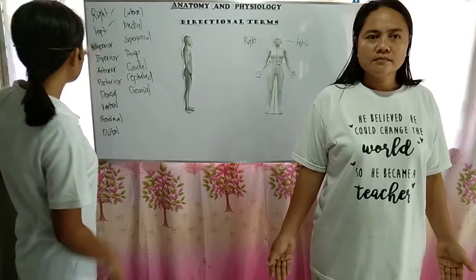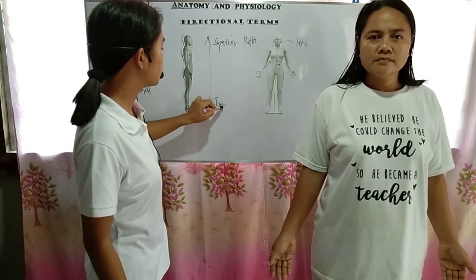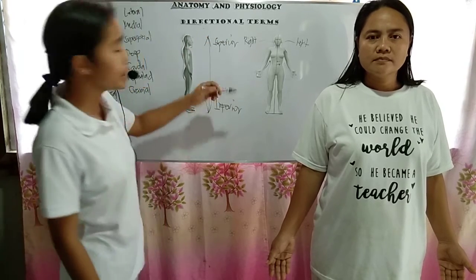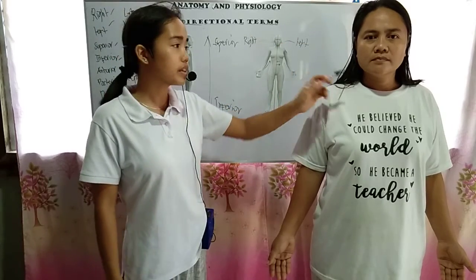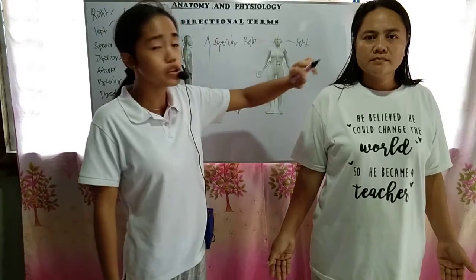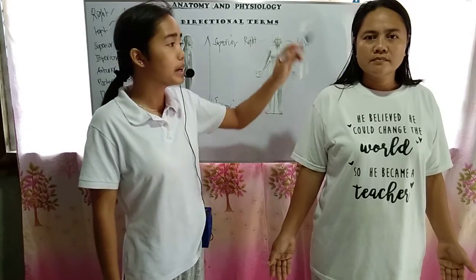So another directional terms is superior and inferior. Superior is above while inferior is below. For example, your mouth is superior to your chin. It means that your mouth is above the chin. And the next example is your nose is inferior to your forehead. It means that your nose is below the forehead.